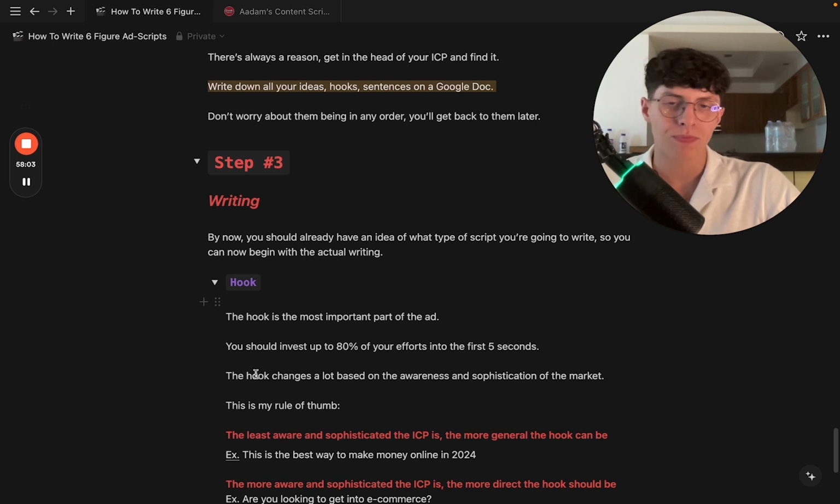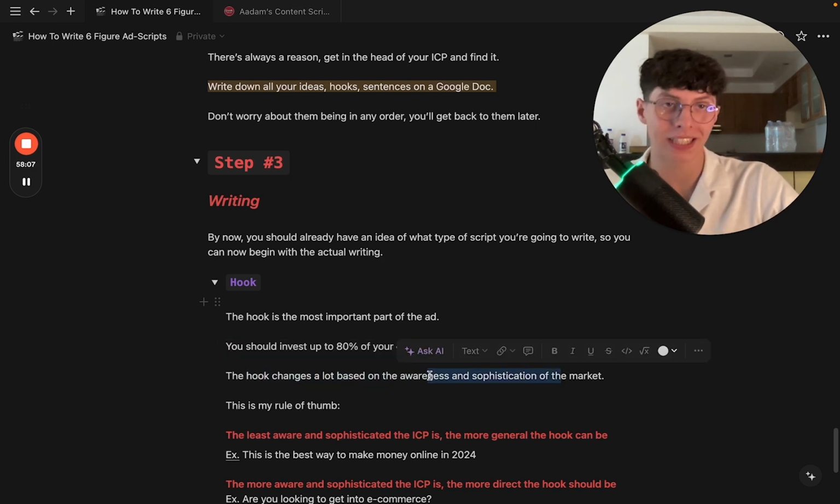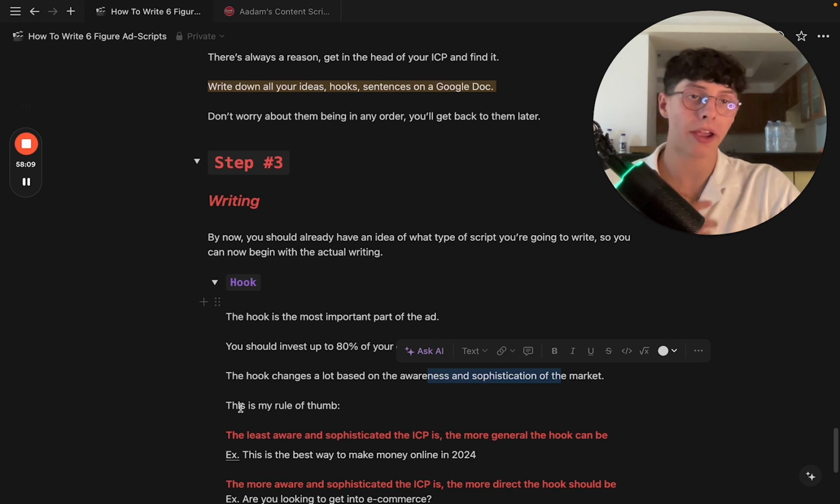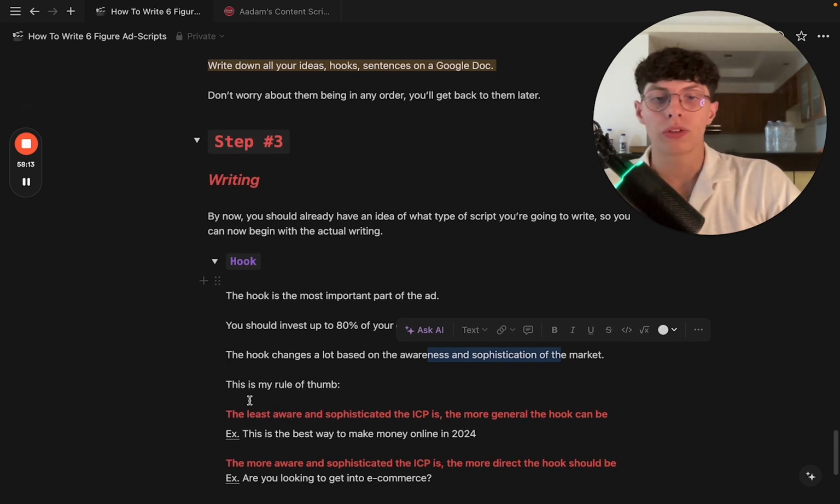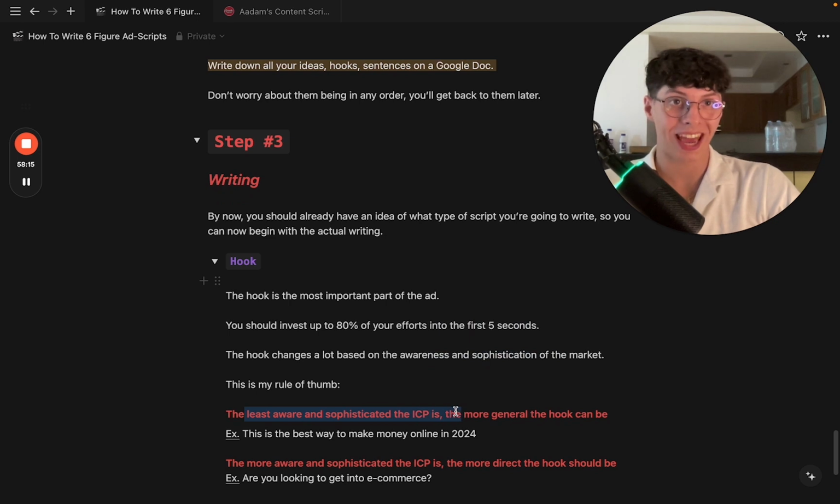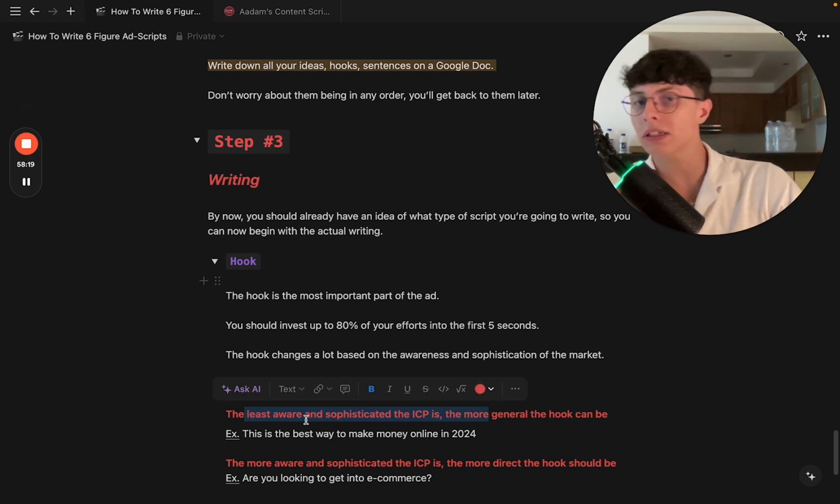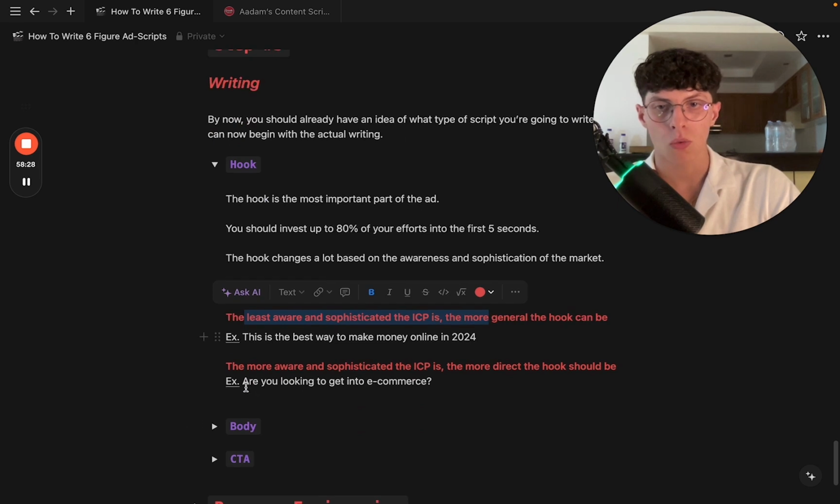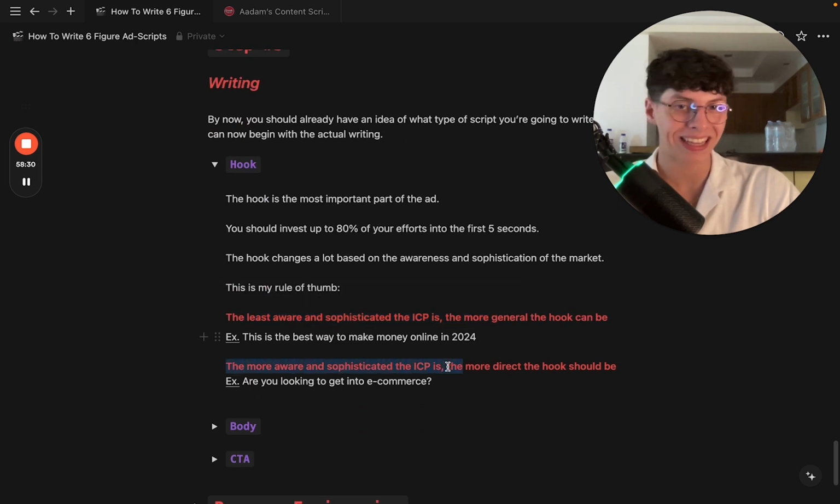And obviously, as with everything, the hook changes a lot based on the awareness and sophistication of the market. This is my rule of thumb when I go into the hooks. The less aware and sophisticated my ICP is, the more general the hook can be. This is the best way to make money online in 2024. Okay? The less aware and sophisticated they are, the more general the hook can be, while the more aware and sophisticated the ICP is, the more direct the hook should be.